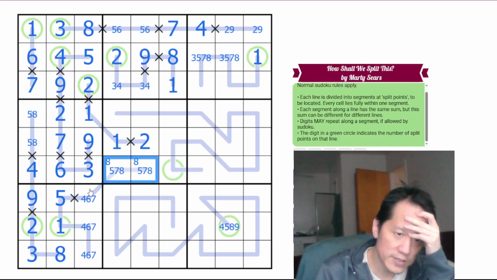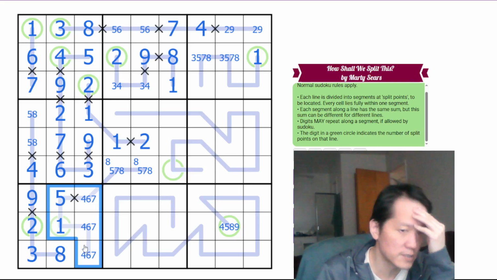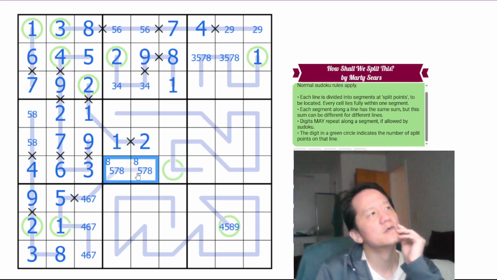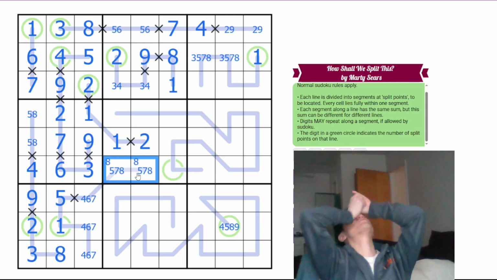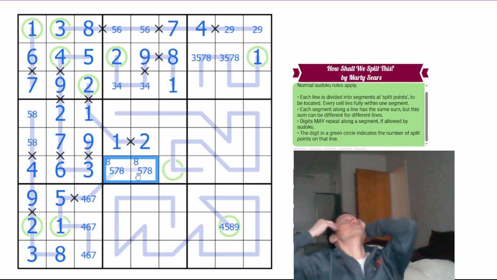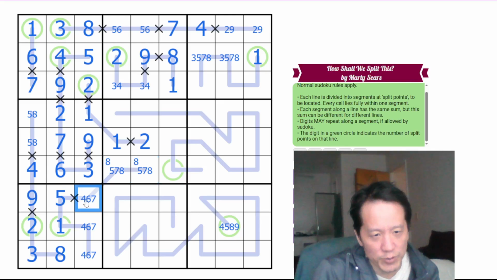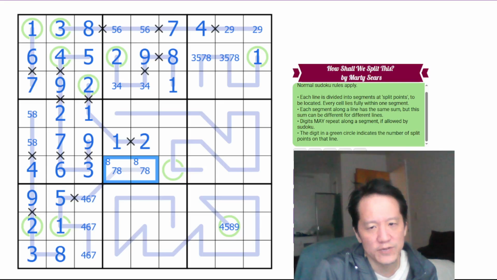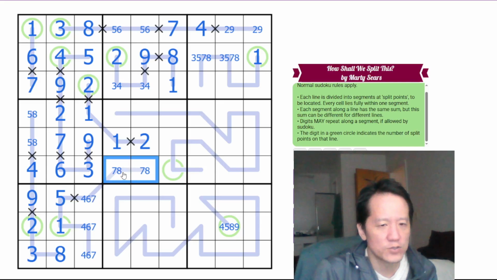If it's 5, 8, that's 13 plus 23, which is 36. Divided by 2 is 18. So this would have to be a 5, but we know it can't be 5 because this is a 5. So this doesn't work.